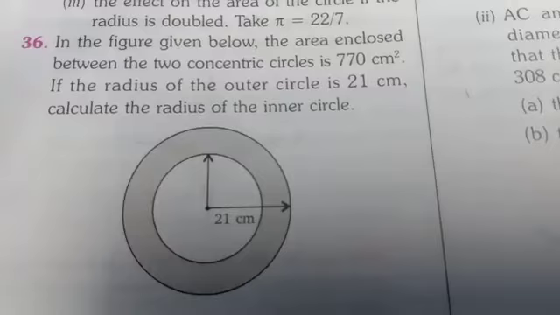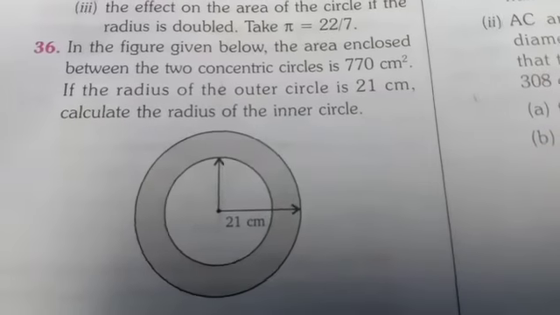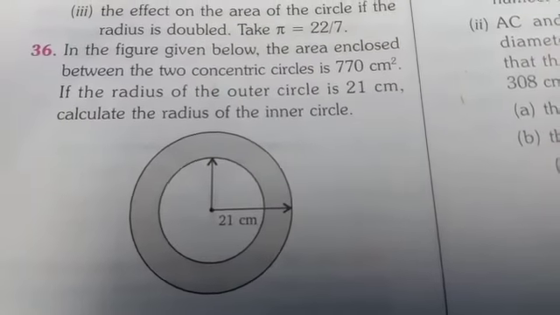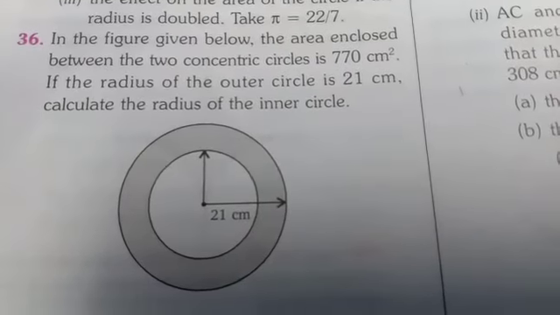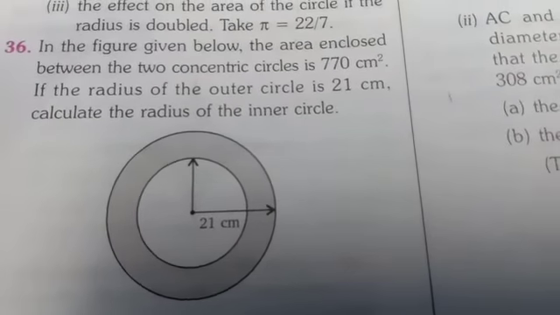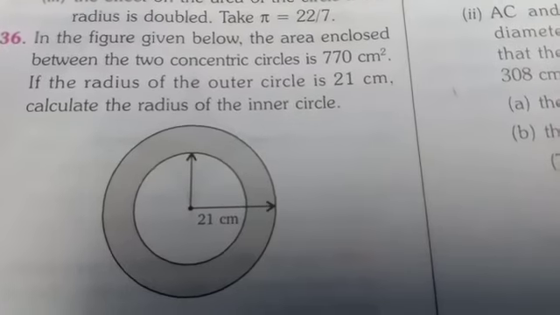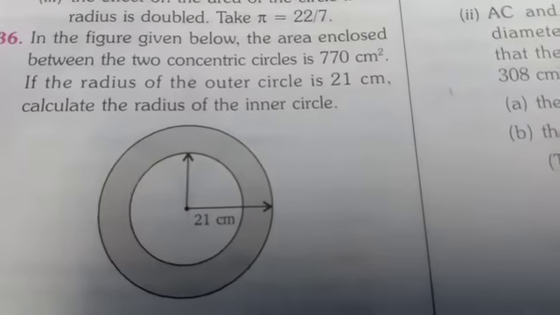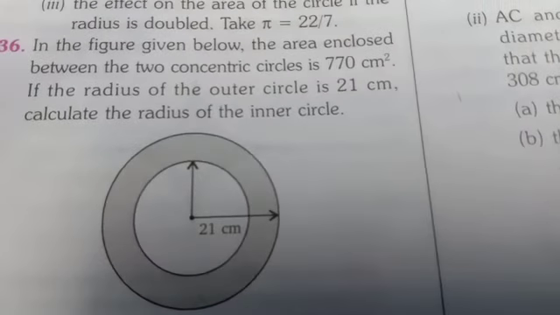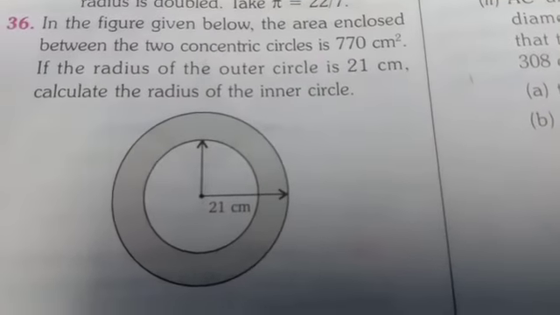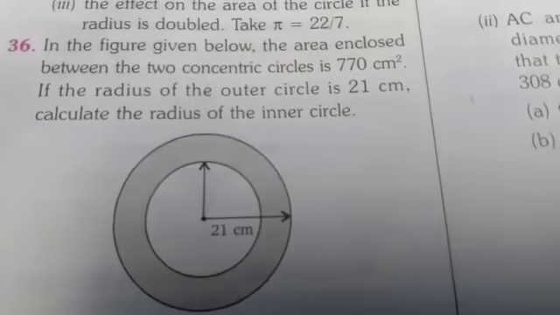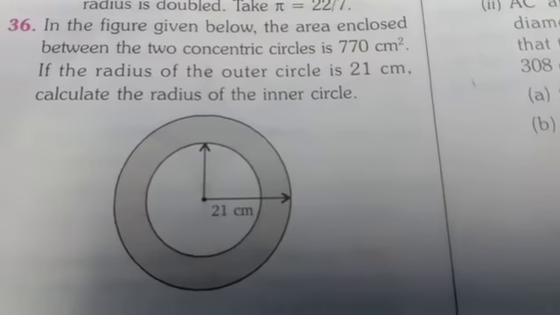This is the figure given. I have taken the question from the book Innovative Math Books for class 9. Today I am concentrating on the figure type sums. The area enclosed between two concentric circles is 770 centimeter square. If the radius of the outer circle, capital R, is given as 21 centimeter, you have to find out the inner radius. Let us see how to solve.